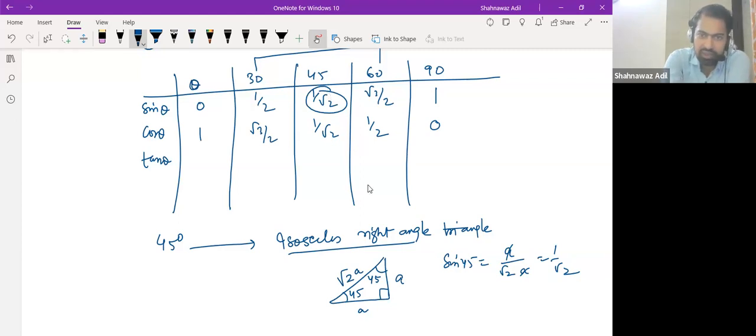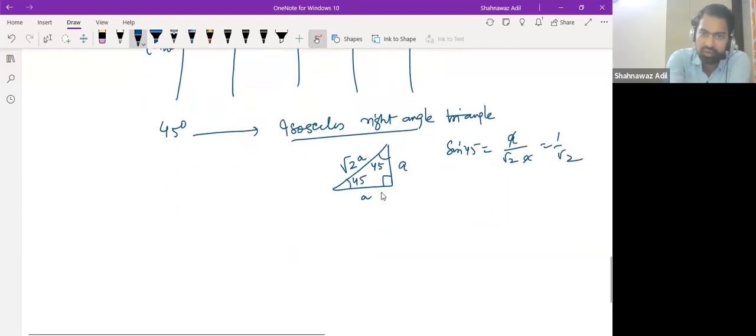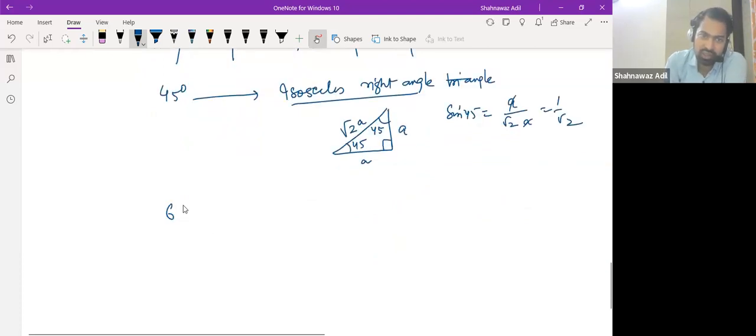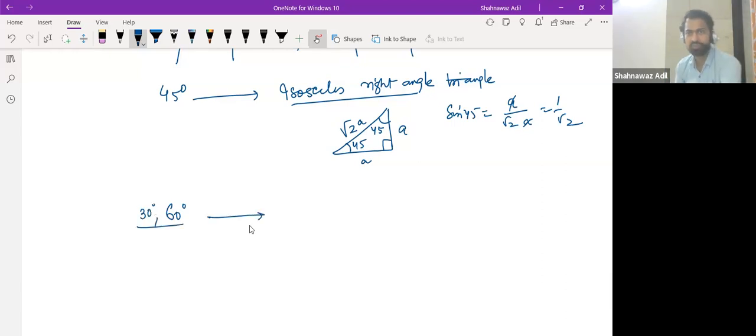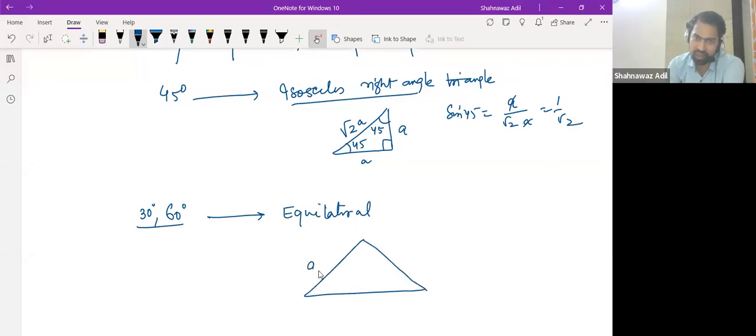And then do you guys remember these proofs, or have you forgotten? With the equilateral triangle, sir. Good, so you remember. In the equilateral triangle, we draw an equilateral triangle of side A, and then we draw the perpendicular. This side is divided in half, and then we calculated the perpendicular, which was root 3 by 2a. So this was 60, this was 30.